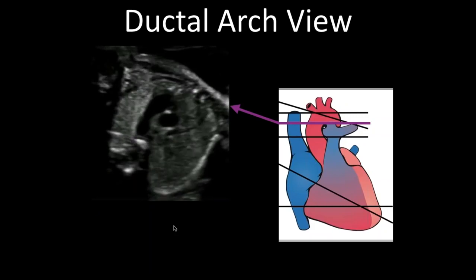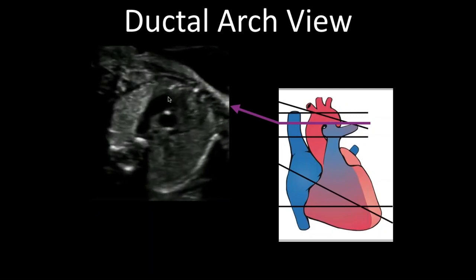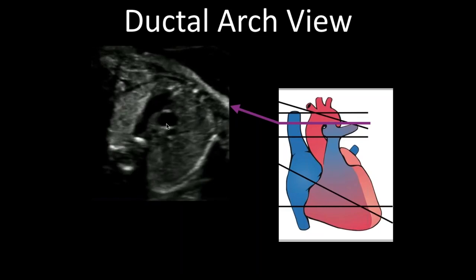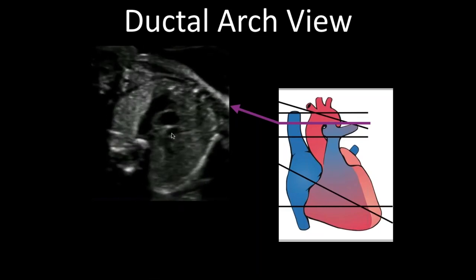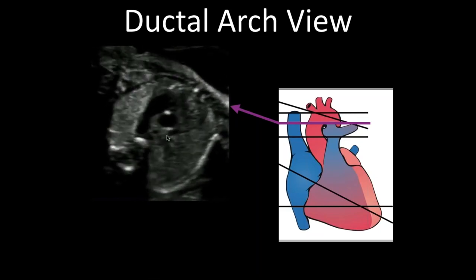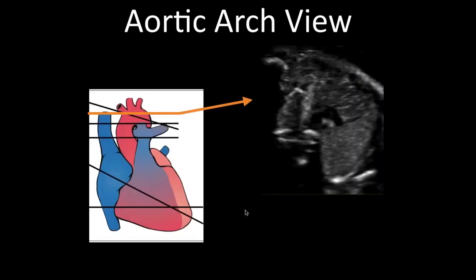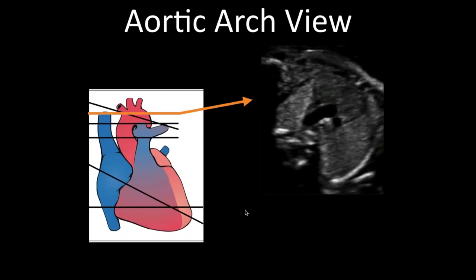Here's the ductal arch view. So the ductal arch view, again, you see the pulmonary artery, the ductal arch connecting with the descending aorta. Here's the trachea right here, cross-section of the aorta, cross-section of the superior vena cava. A little bit of the azygos is demonstrated. Keep going up in the chest without any rotations. You get to the aortic arch view.